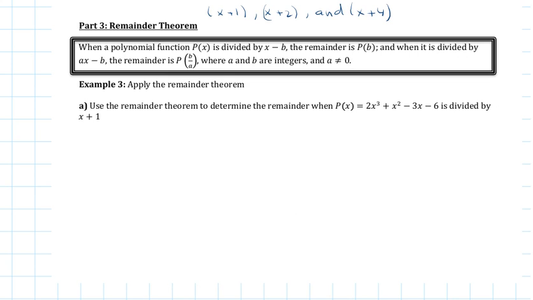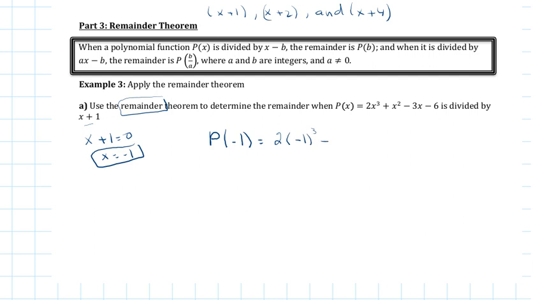So let's look at this example. My polynomial is P(x) equals 2x cubed plus x squared minus 3x minus 6, and it is divided by x plus 1. I want to know what the remainder is by applying the remainder theorem. So I don't want to do the long division, I just want to apply the remainder theorem. I need to set x plus 1 equals 0, which is x equals negative 1. And I need to find what P of negative 1 is equal to. That is the remainder of the division.